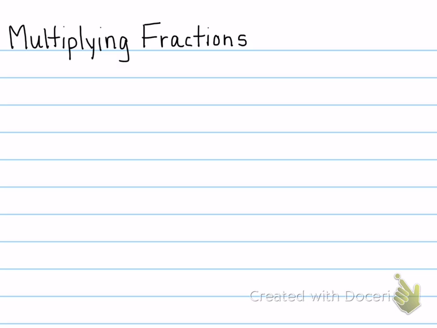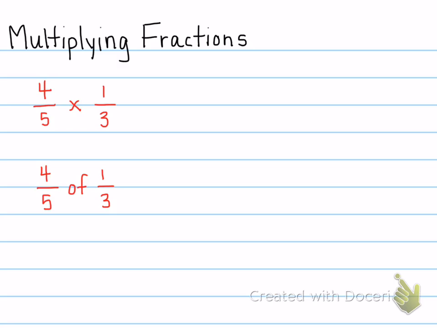So let's say we are multiplying something like 4/5 times 1/3. What we need to remember is that when you're multiplying fractions, or multiplying anything, you can replace the multiplication symbol with the word "of," and it makes fractions a little bit more understandable. So what we're really doing is finding 4/5 of 1/3.